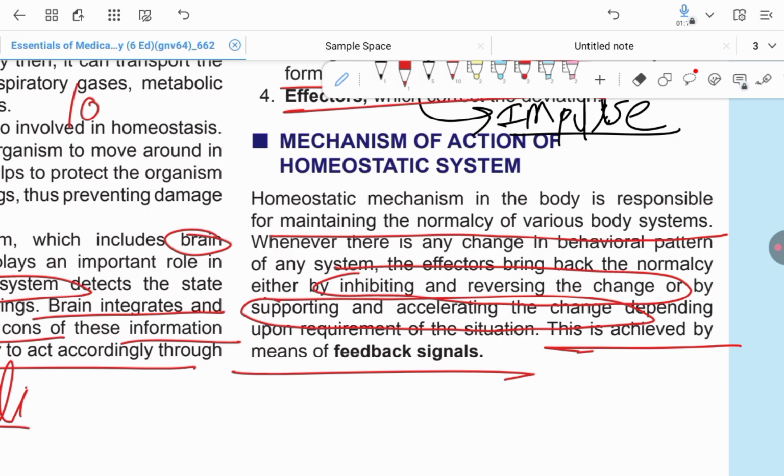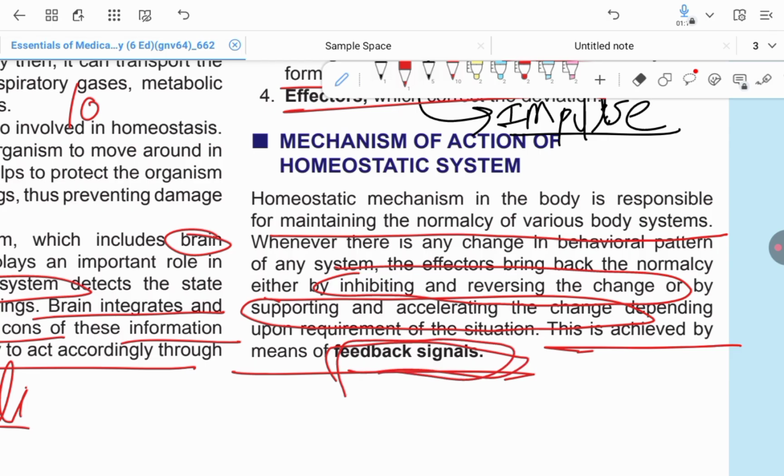So we have discussed that the effector inhibits the change to restore and maintain the normalcy. The effector itself treats the change. The method by which it treats, or destroys, the change occurs in the form of a feedback signal, and there are two types of feedback signal.